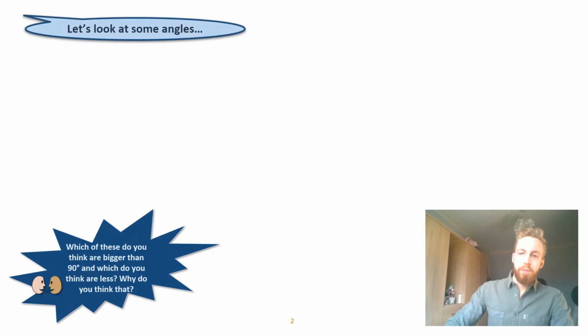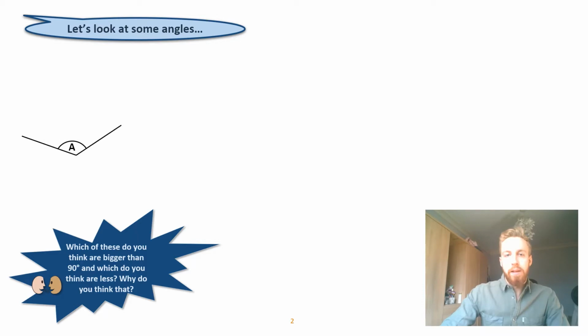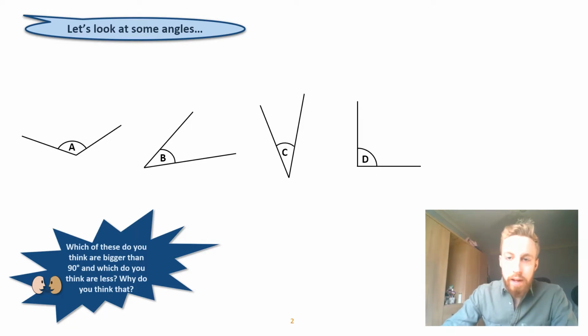Alright, to begin with, let's look at a few angles and compare some. Here's angle A, B, C and D. We're going to have a think about how big they are. Remember, the angle is that curved part in between the two lines. And here's angle E. Which of these do you think are bigger than 90 degrees and which do you think are smaller? Why do you think that?